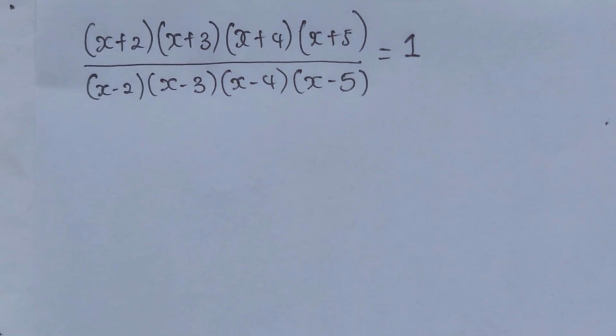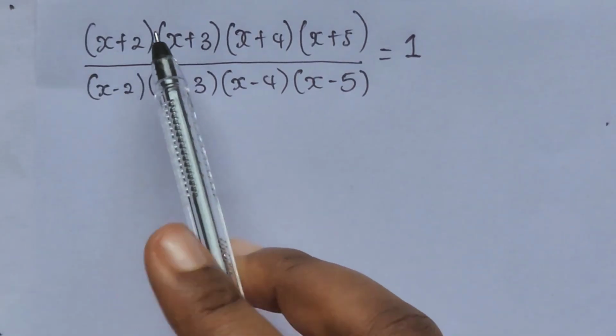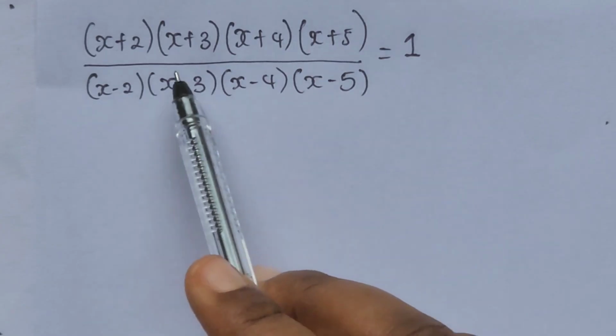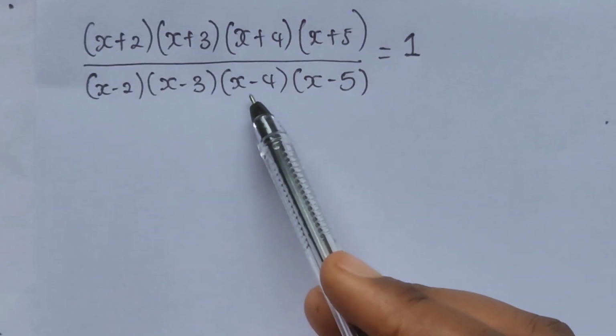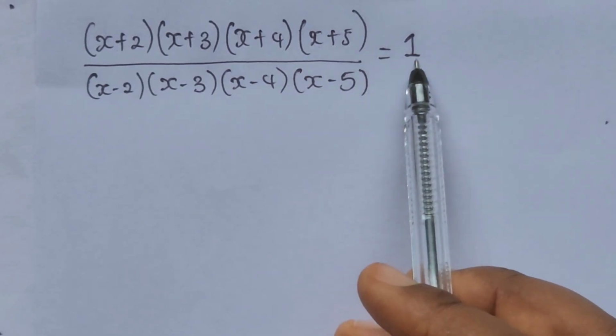So today we have an interesting question to resolve. We have (x + 2)(x + 3)(x + 4)(x + 5) all over (x - 2)(x - 3)(x - 4)(x - 5) to be equal to 1.